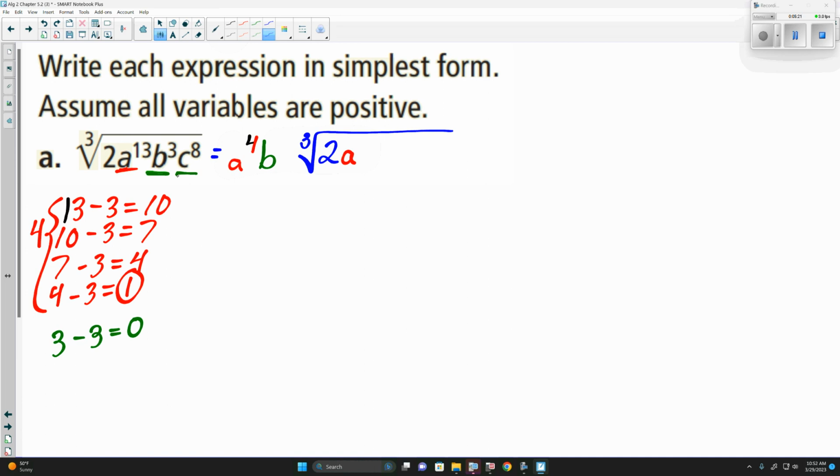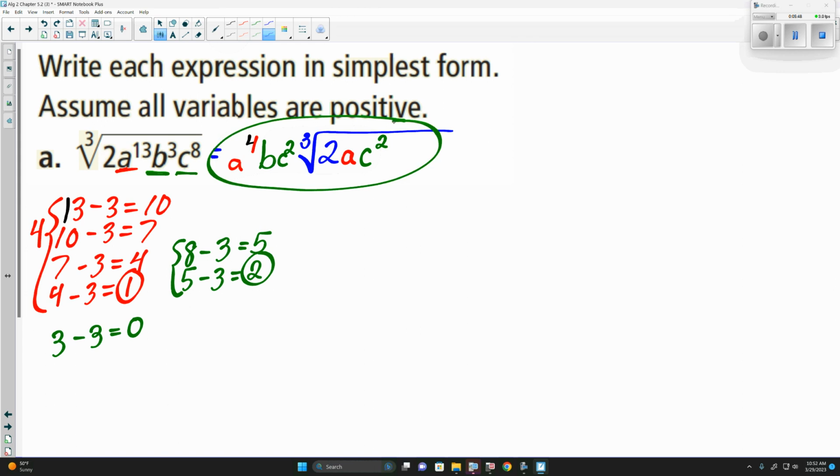And lastly, we have c to the 8th. So we can say 8 minus 3 is 5. 5 minus 3 is 2. So 2 minus 3 would give us a negative number, so we can't go on from there. Which means we can take how many out? 2. And we have how many left? 2. And that's it. Any questions on any of this here?